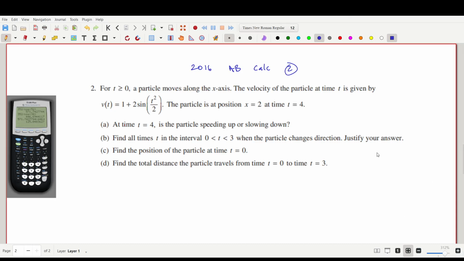All right, for t greater than 0, a particle moves along the x-axis with velocity given by whatever. Just dump that into your y equals. Always do that. Go in here, clear some things out. Make sure you're in radians mode. I happen to be in degrees mode.